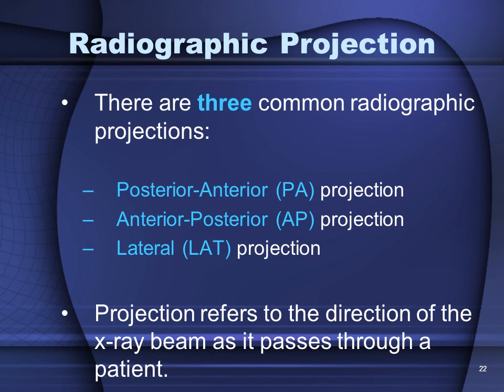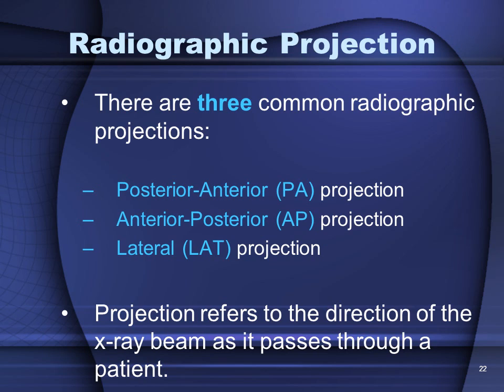There are 3 common radiographic projections used in radiology. The first is the PA or posterior anterior projection. The second is the AP or anterior posterior projection. And the third is the lateral or LAT projection. And projection refers to the direction of the X-ray beam as it passes through the body.